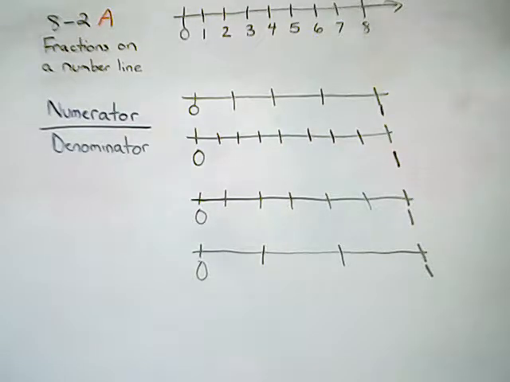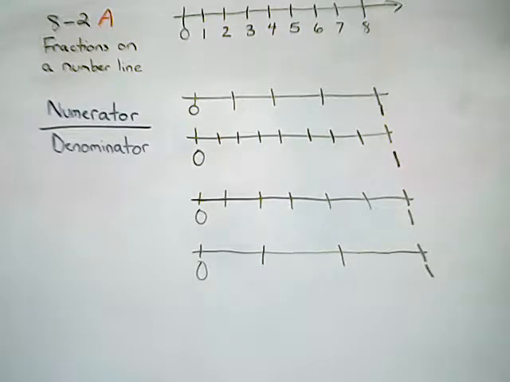Remember yesterday we used both multiplication and division as well as figures to help us find equivalent fractions. Quick review. The top number of a fraction is the numerator. That tells me how many pieces of the whole I'm talking about. The bottom number of a fraction is called the denominator. Remember, that tells me how many total pieces there are in that whole figure.